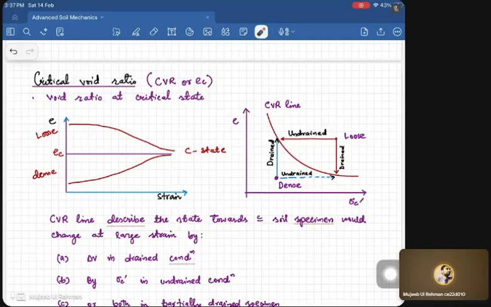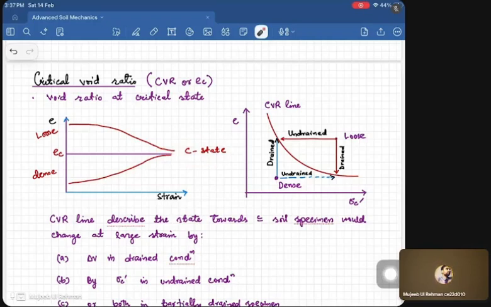And similarly for the dense sand, it will have a void ratio less than the critical state, correct? And when we are shearing it, there will be dilation, or there will be an increase in the void ratio due to the dilation, till it reaches the critical state. Once it reaches the critical state, there will be no further change in the void ratio. So this critical void ratio is actually independent of the initial state of the soil.